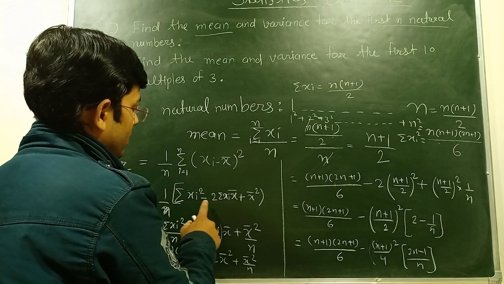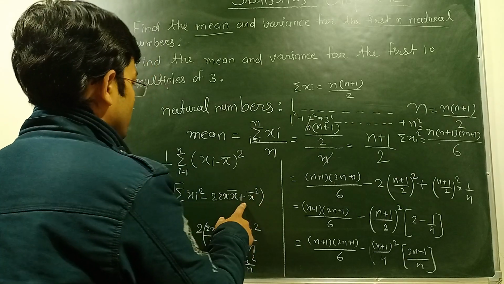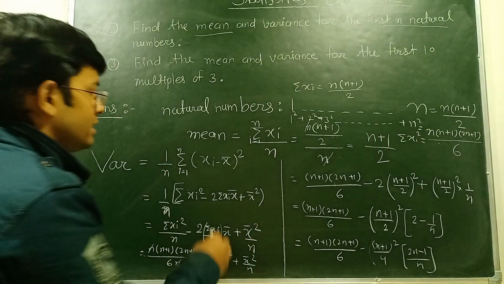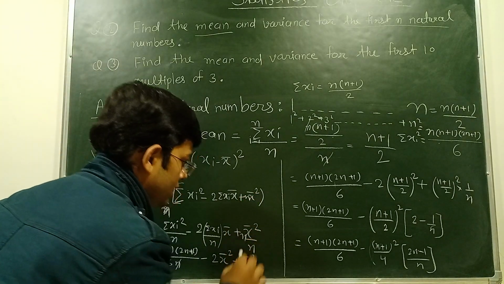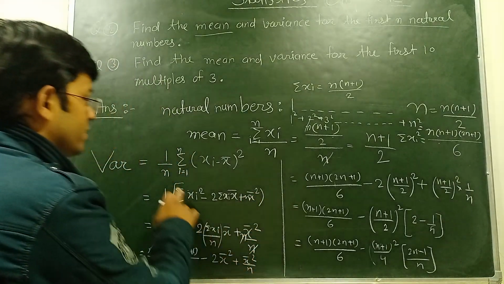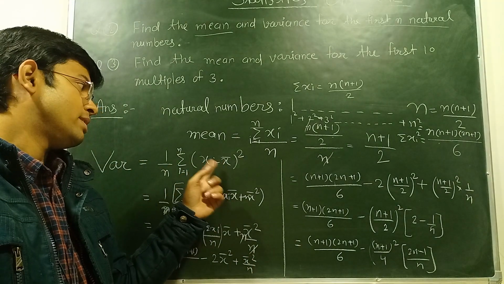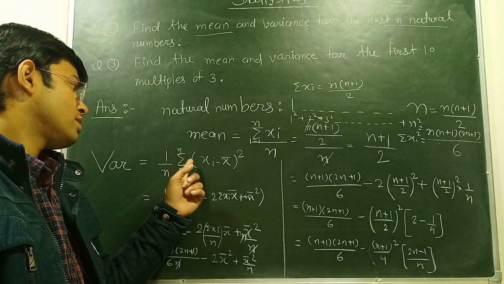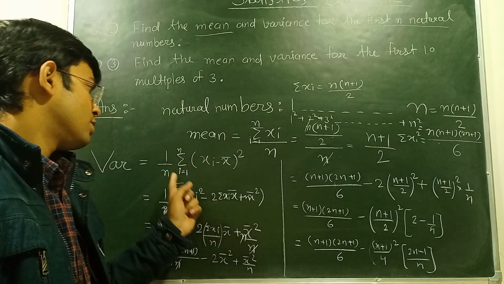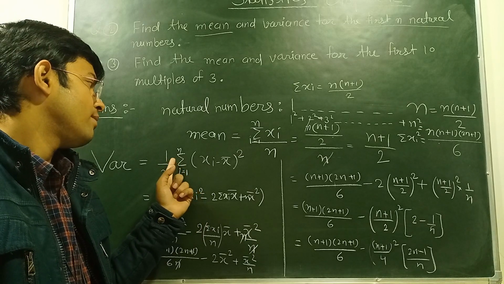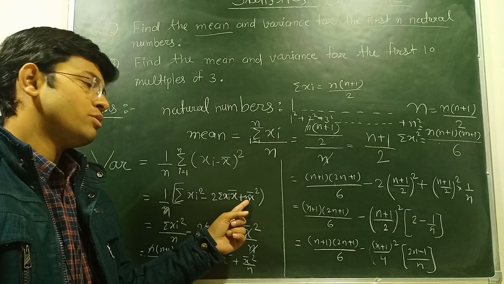So sigma xi square minus 2 sigma xi x bar plus n x bar whole square, because here we have to write n because of sigma. When we open this square, we have to multiply by the sigma in all of the terms. So in the third part, sigma is changed to n.